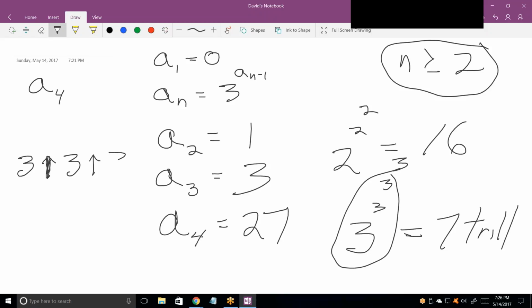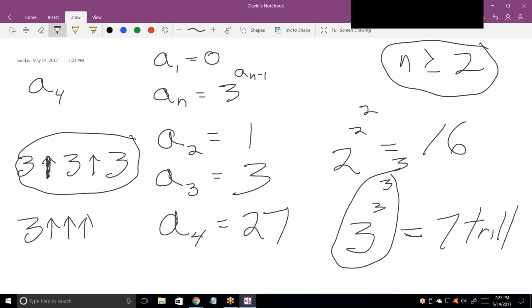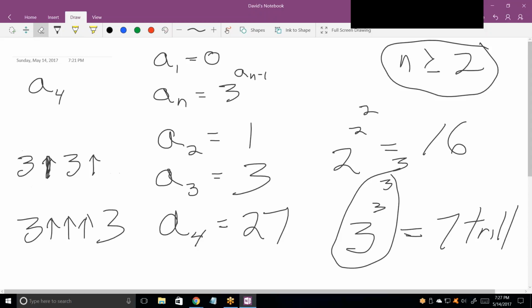This is how you would write 3 to the 3 to the 3 using those upward arrows. You can actually do multiple arrows, and I'm trying to remember what that means. But you can imagine that you can talk big numbers in a hurry using this kind of notation.